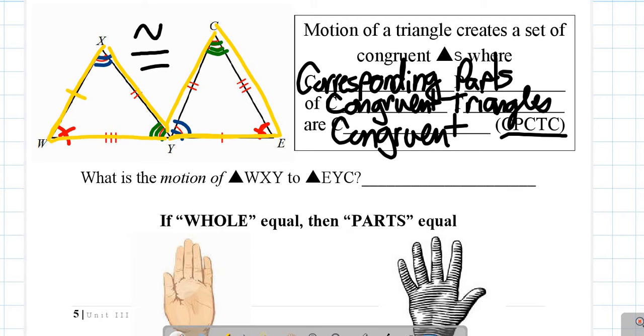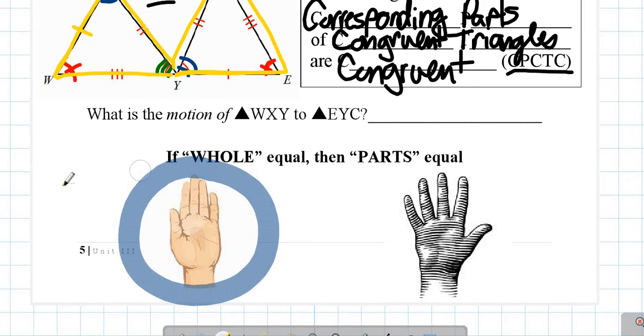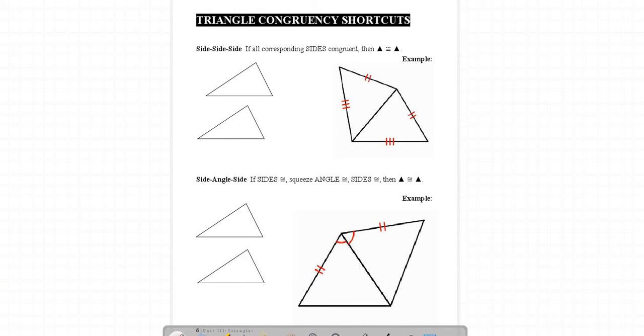What this basically says is, if the whole is equal, the parts are equal. It's like saying, if I have two hands that are congruent, then all the individual fingers are congruent. The motion of left to right was rotation. Now, why it's important to understand this is because we're going to talk about congruent triangles, and there are 4 shortcuts to congruency.